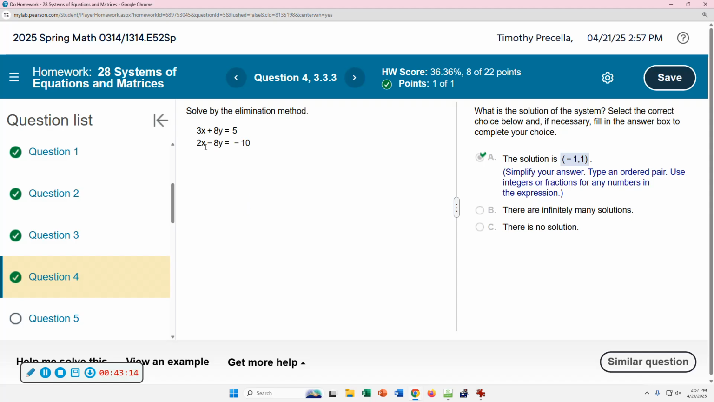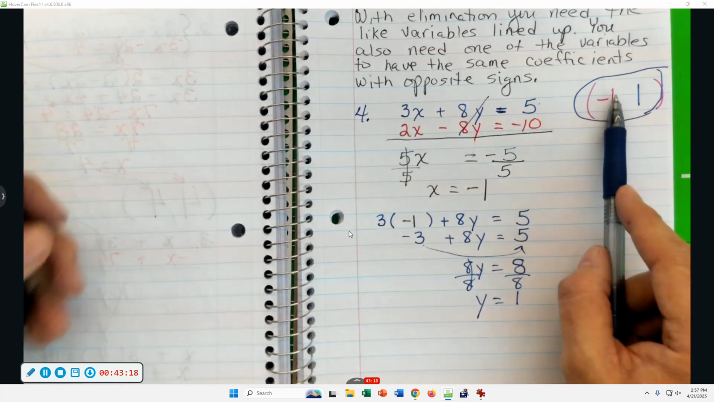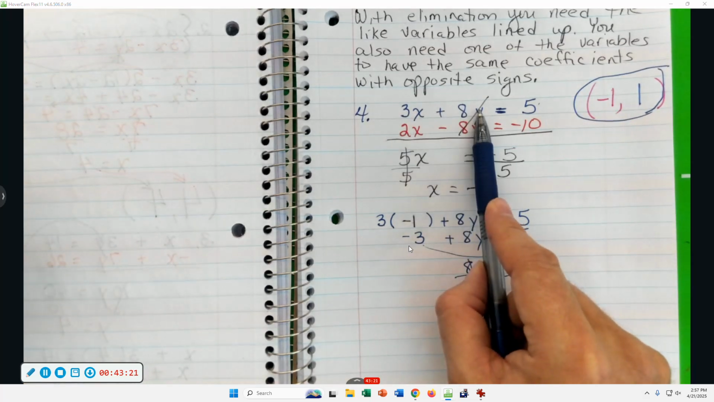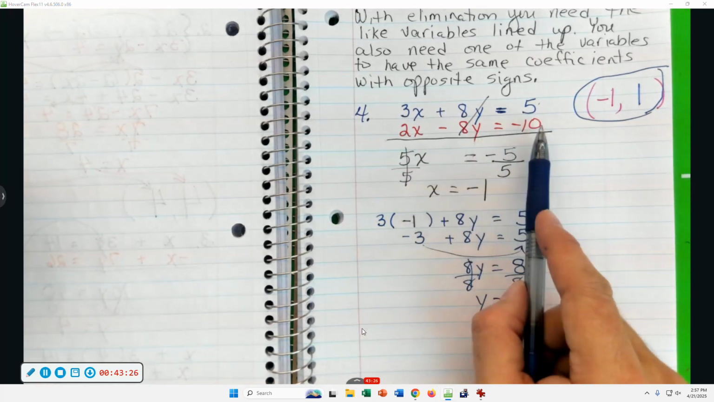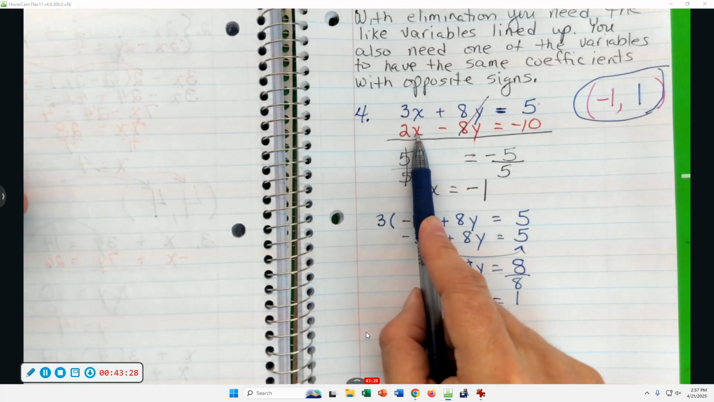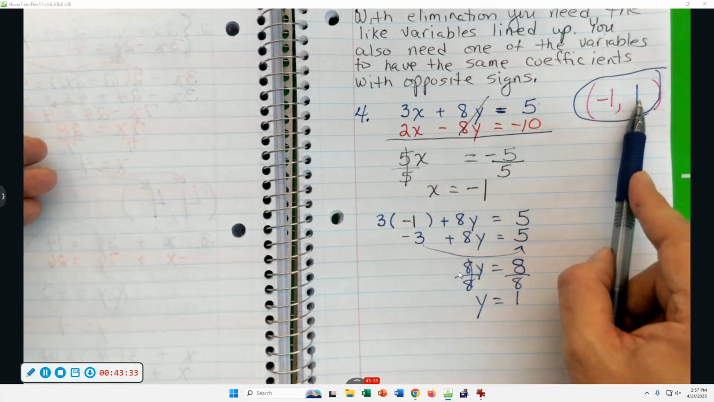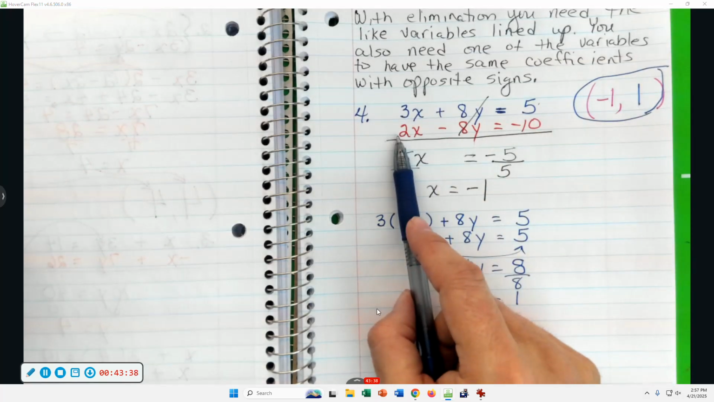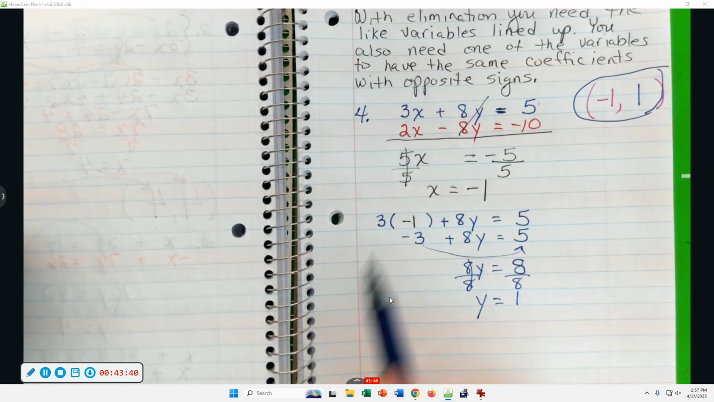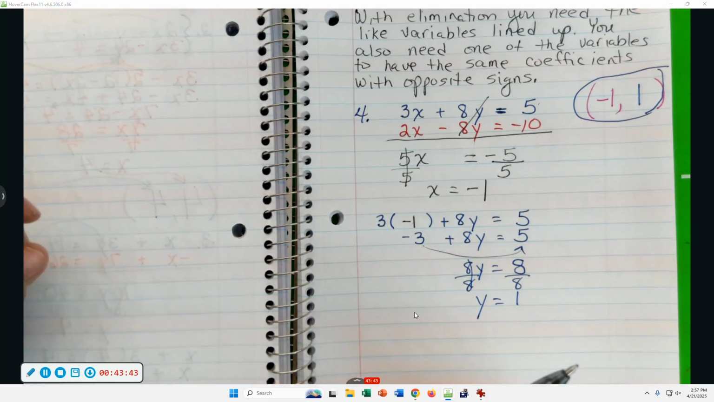I'm here pointing and stuff, and they don't see it. I'm plugging these numbers into both equations. I should get a 5 on the first one. Not down here, I should get a -10. 2 times -1, that'd be -2. -8 times +1 would be -8. So -2 minus 8, that gives me -10. Okay. Any questions there?